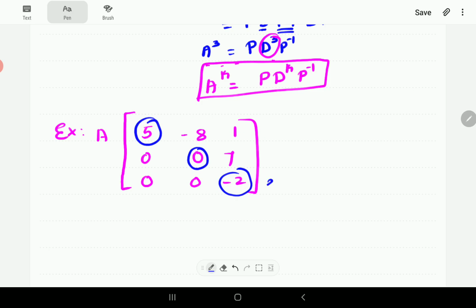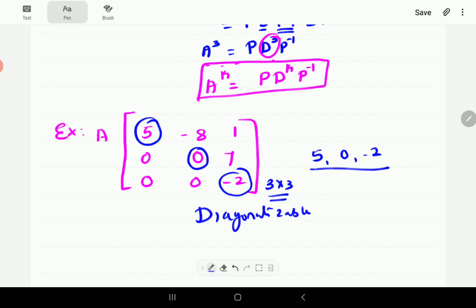Since it is a 3 cross 3 matrix, we have got 3 eigenvalues, and all the eigenvalues are distinct: 5, 0, negative 2. Whenever you have distinct eigenvalues, then that particular matrix will be diagonalizable. This is a very important property. What about matrices whose eigenvalues are not distinct? Sometimes you need to calculate, but whenever they are distinct, we can say that it is diagonalizable.